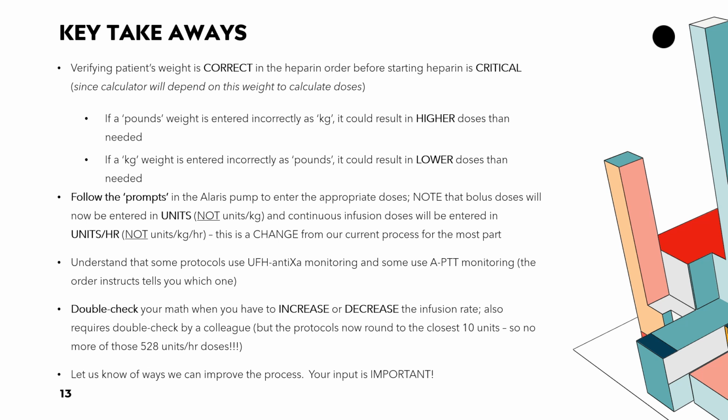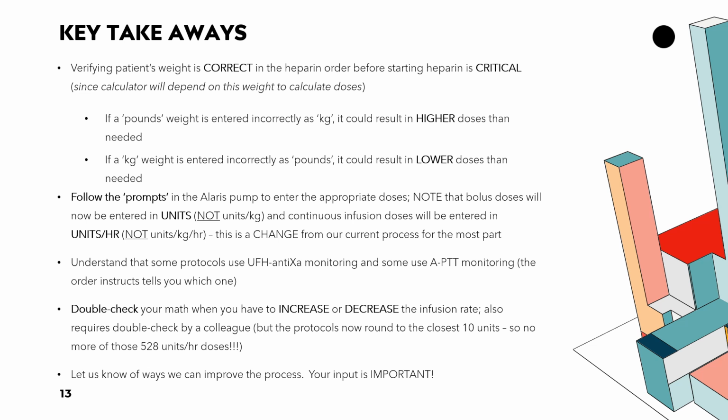So what are the key takeaways? First of all, it's very important to verify the patient's weight is correct in the heparin order before starting the heparin. As I said, when you get the order and it says the patient weighs in the protocol 70 kilograms, you should be looking at your patient saying, does he or she look like they weigh about 70 kilograms? Doesn't have to be exact, but in the right ballpark, because as we said, the calculator will calculate the dosage you're going to enter in the pump based on that patient's weight that has been pulled into the protocol.